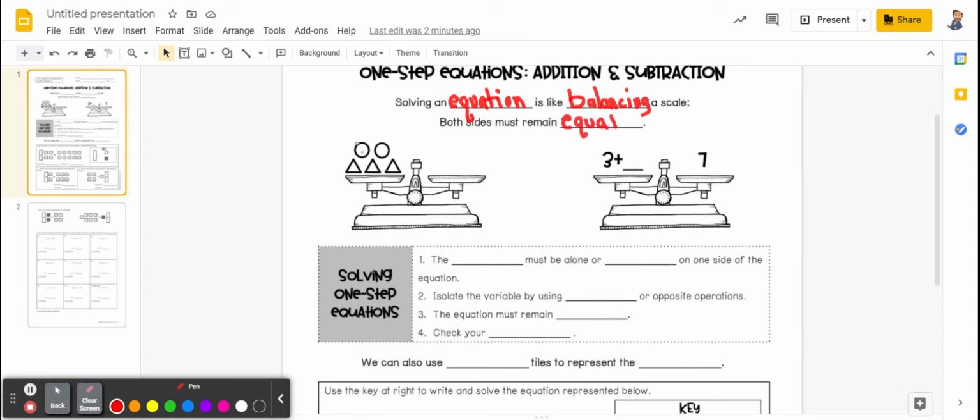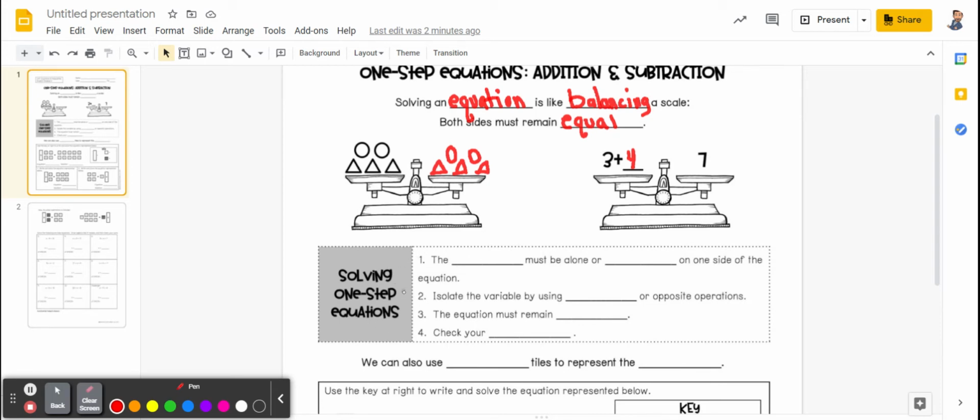We have some models here. On this left side of the scale, we have 3 triangles and 2 circles. Well, to make this scale balanced, we would need to have 3 triangles on this side, along with, of course, 2 circles. My lovely artwork there. Now that scale's balanced, okay? And so the same thing over here. This right side is 7, so this left side is 3 plus, well, we need to make it 4 for it to be equal, right? This side is 7 and this side is 7.